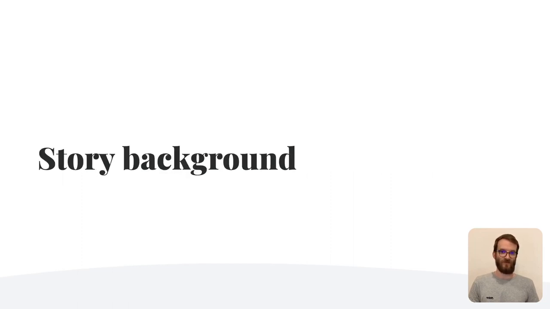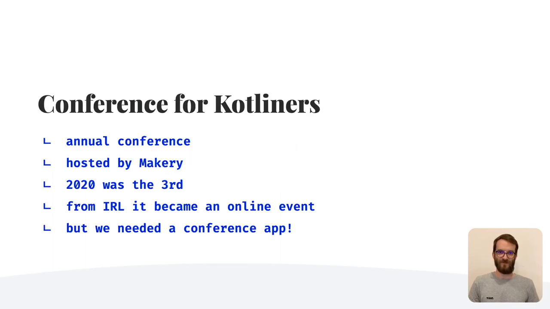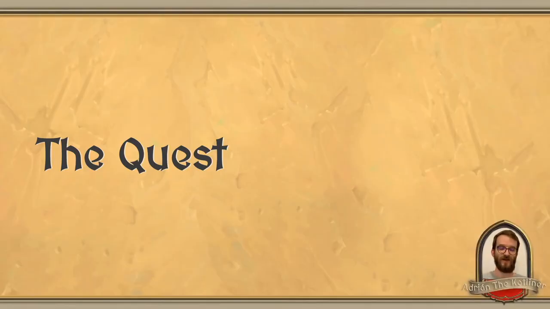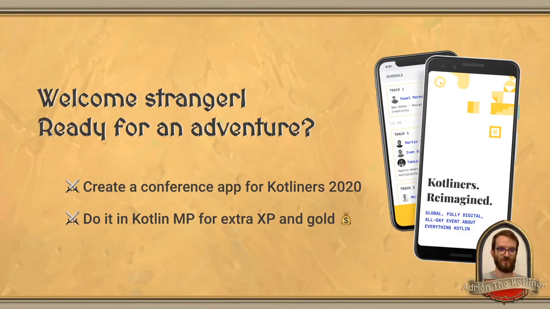So a bit about the background and how the project came into our life. There is an event called Concurrency for Kotliners. It's now in its third year, so this was the third time this year, and because of the current situation, it became an online event. But we still needed the conference app. So let's embark on a journey and let's develop that app.